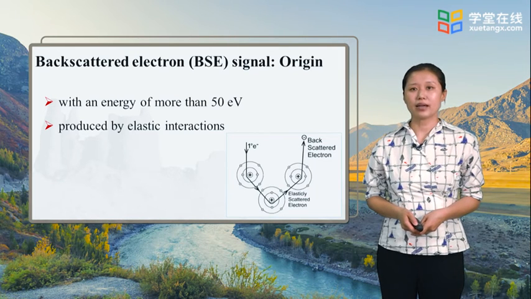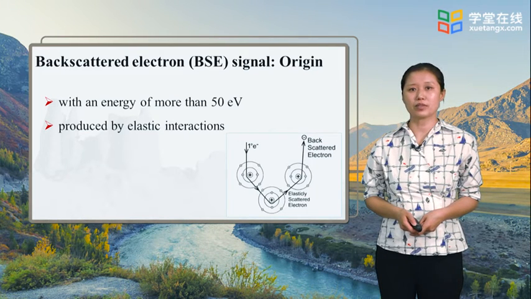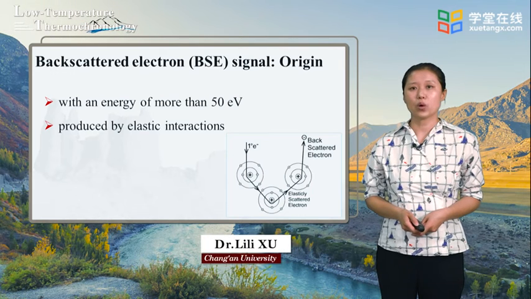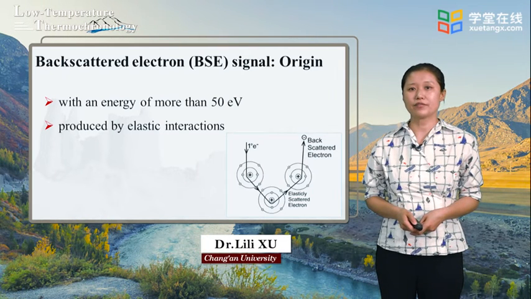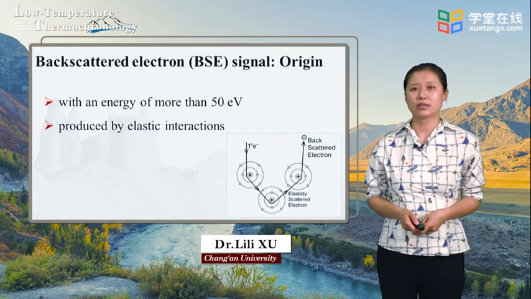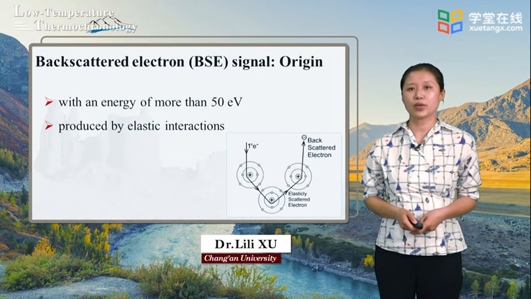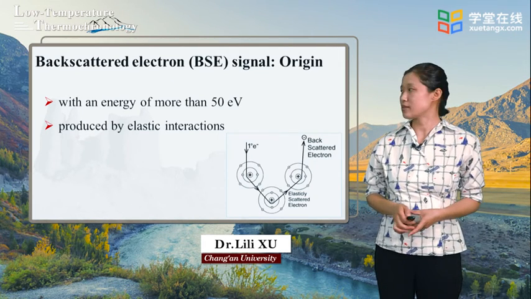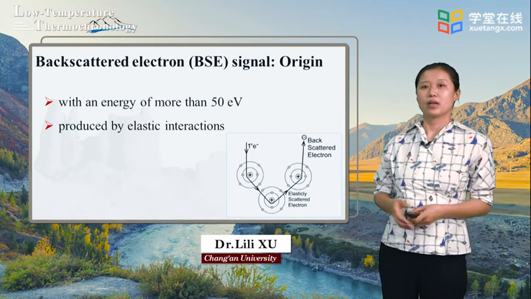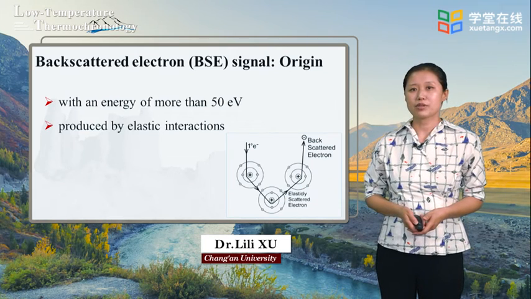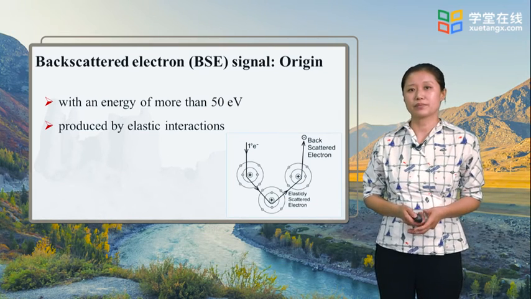For the backscattered electron, it is defined as an electron escaping from the surface of the specimen with an energy of more than 50 electron volts. Backscattered electrons are produced by elastic interactions of beam electrons with nuclei of atoms in the specimen. The angle is such that the electron comes back out of the specimen.